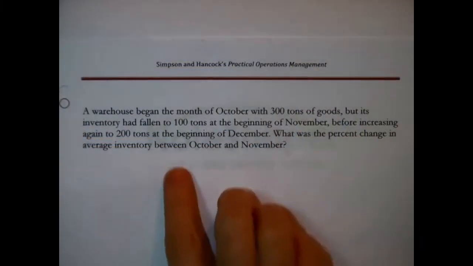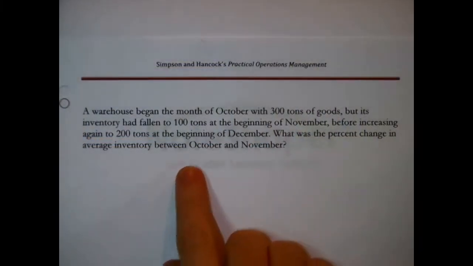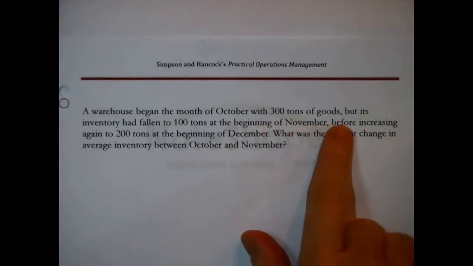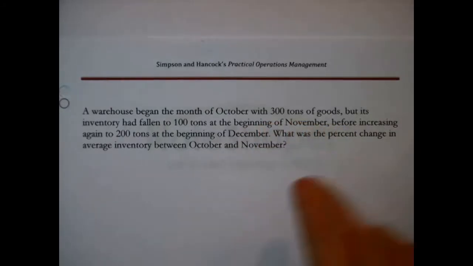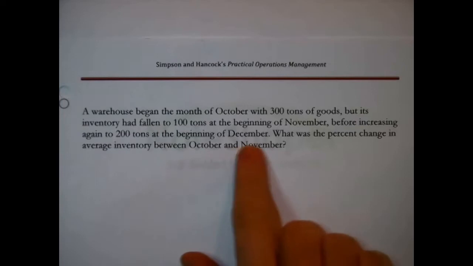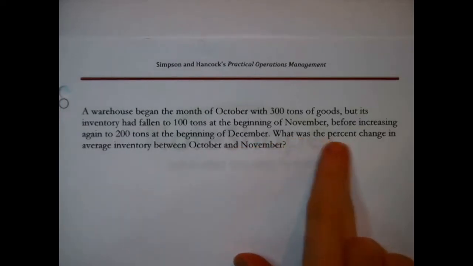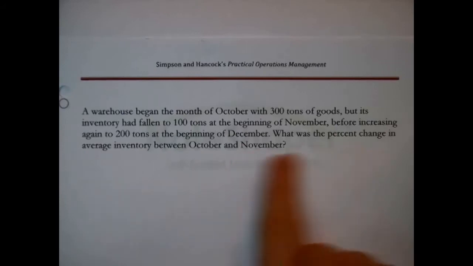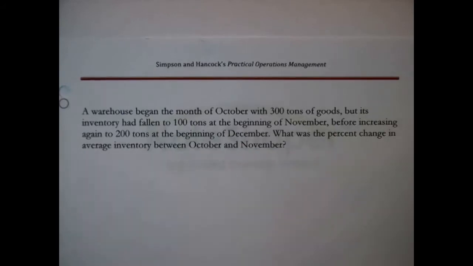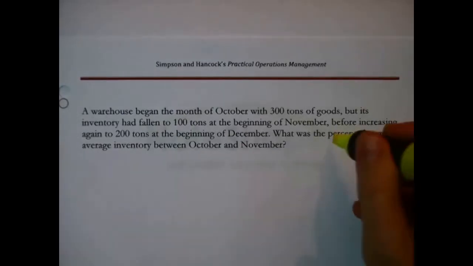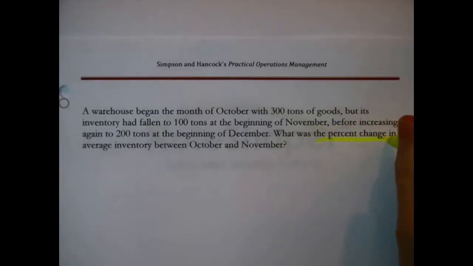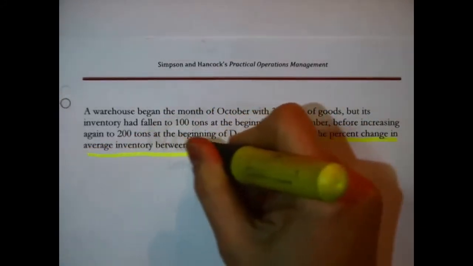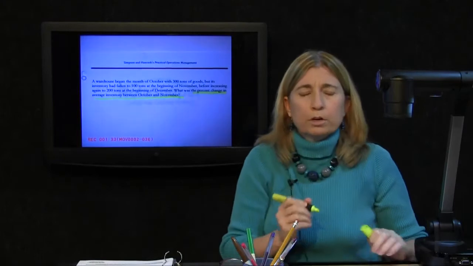A warehouse began the month of October with 300 tons of goods. Oh, okay, so that's inventory. But its inventory had fallen to 100 tons by the beginning of November, before increasing again to 200 tons at the beginning of December. What is the percent change of average inventory? Okay, now here's the actual question. What is the percent change in average inventory between October and November?